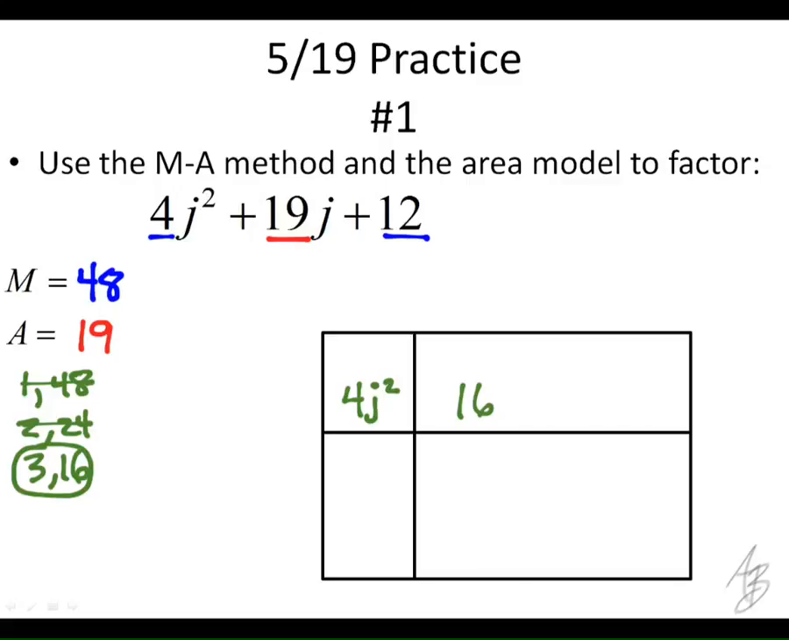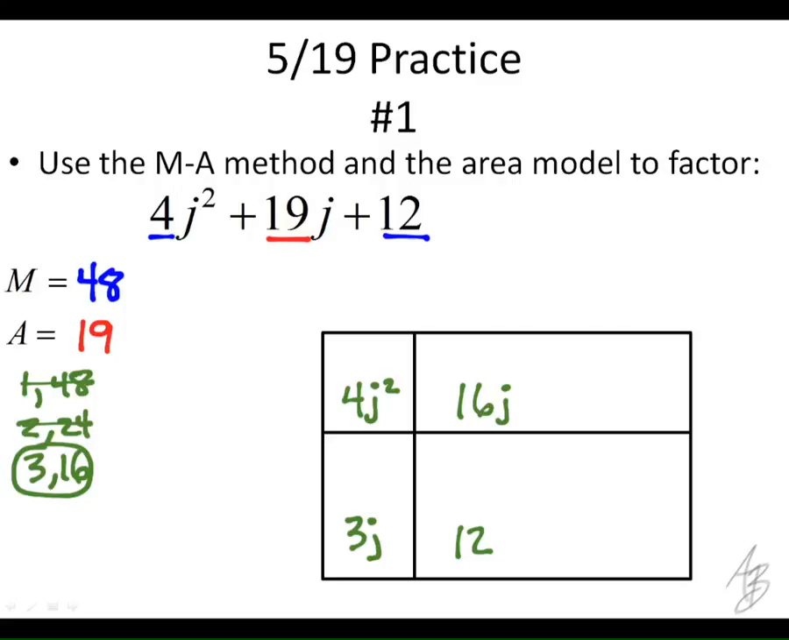Is it just 16 by itself? 16j. Yeah, it's got to be 16j because remember, this rectangle and this rectangle together are going to add up to 19j. So this is going to be 16j. And then if we use the 16 here, then what's going to go here? 3j. Okay, the 16 and the 3, those came from right here, the two numbers that work for m and a. And then in the bottom right rectangle, what are we going to have? 12. All right, so we've got our areas in there.